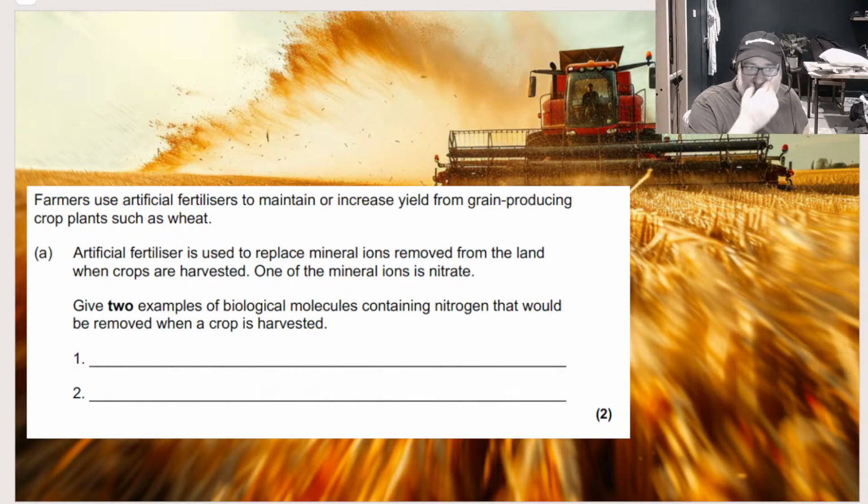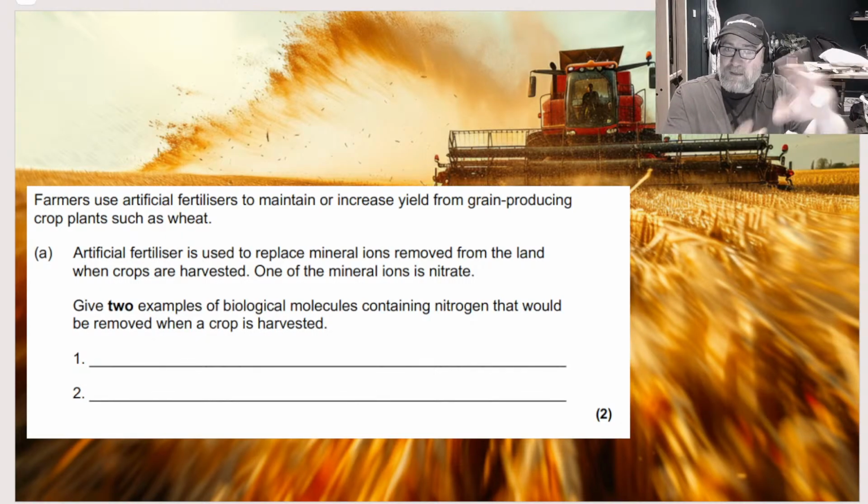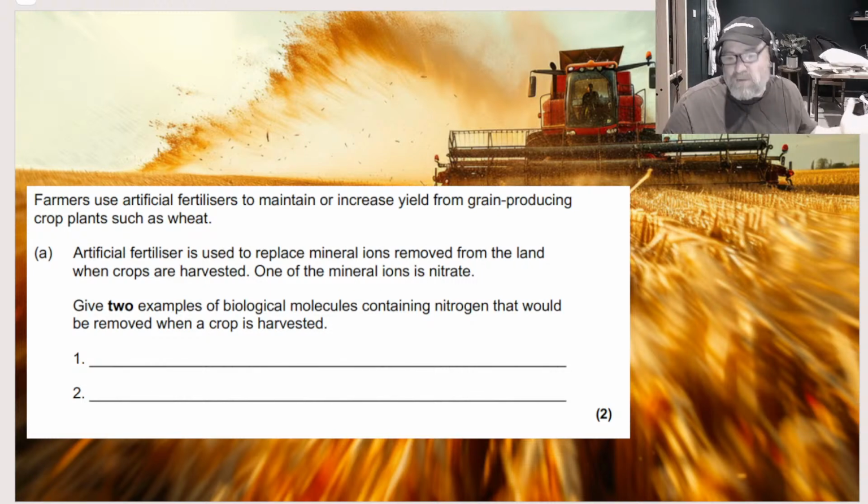Farmers use artificial fertilizers to maintain or increase the yield from grain producing crop plants such as wheat. Artificial fertilizer is used to replace mineral ions removed from the land when the crops are harvested. One of the mineral ions is nitrate. Give two examples of biological molecules. We've just seen them on the previous question. What biological molecules contain nitrogen? That's basically what they're saying here.